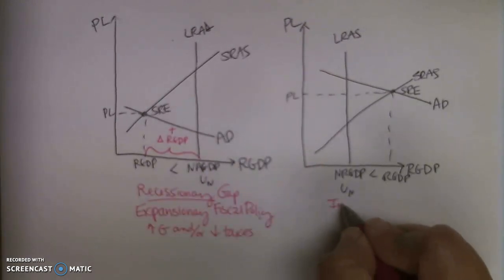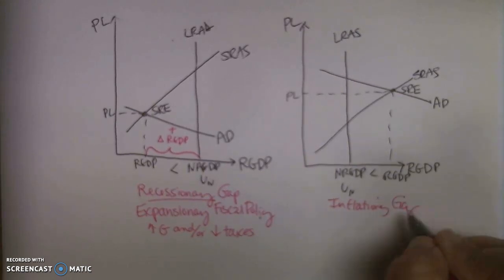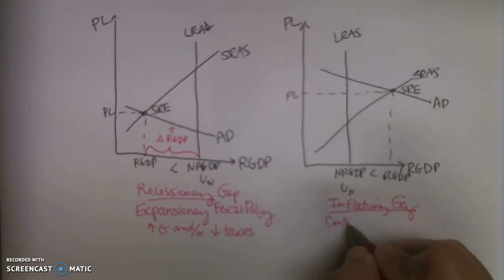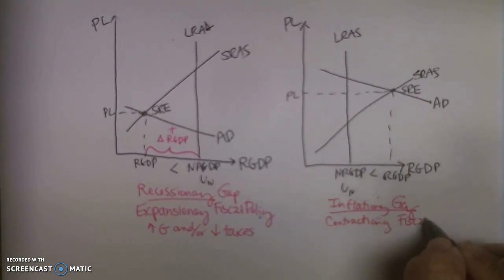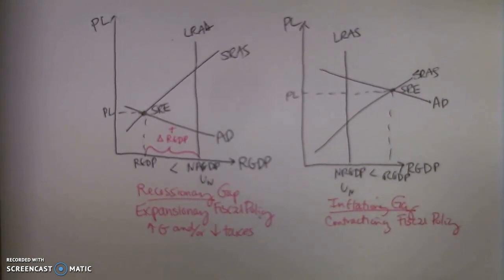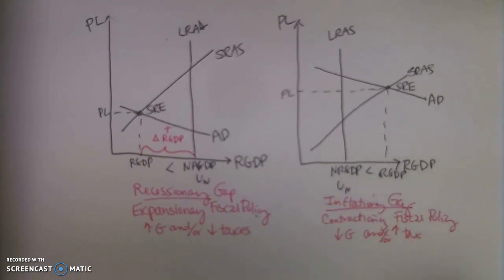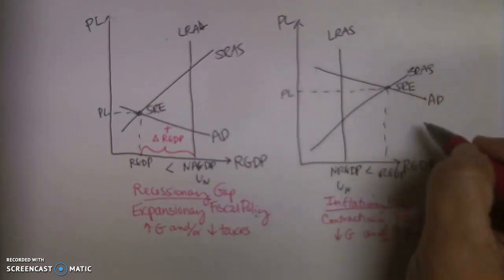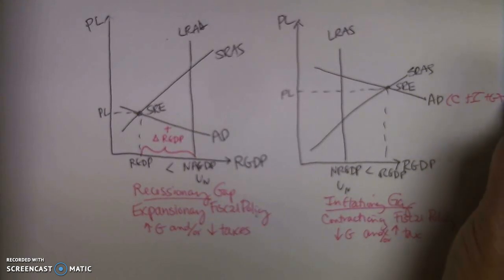And over here, we're in an inflationary gap, and we need contractionary fiscal policy. For contractionary fiscal policy to work, Keynes suggested that we decrease government spending and or increase taxes, right, to get us out of there. So if we decrease it, that's going to affect consumption and government spending, right, that's being affected.